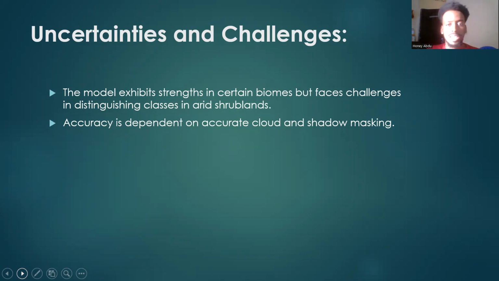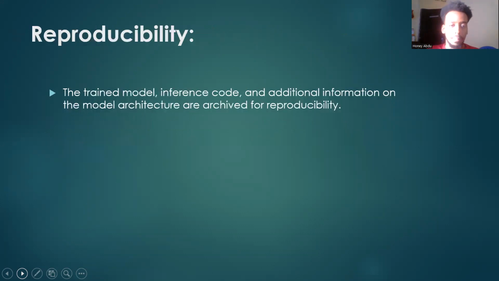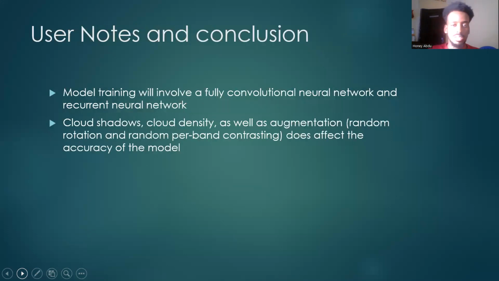Other challenges include identifying biomes. It is really difficult to distinguish crops from shrubs. So yes, land cover mapping has not really attained the optimal goal. Code availability: the Dynamic World dataset is available. Then reproducibility: all these details have been archived.